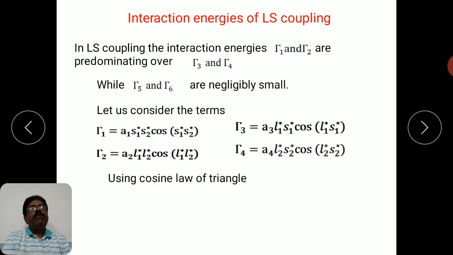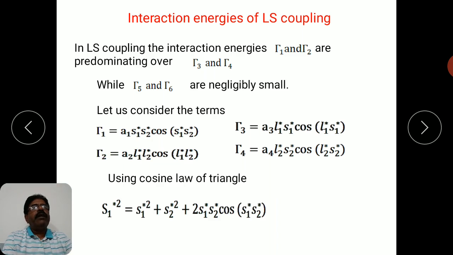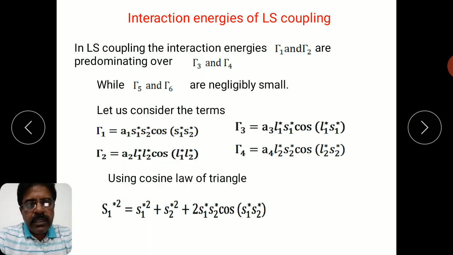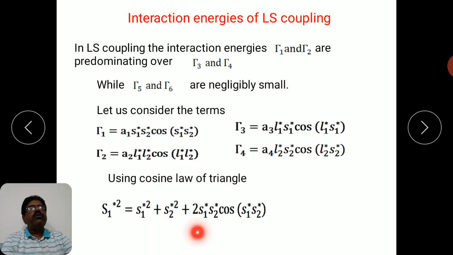Okay, so let us apply the cosine law of triangle for these particular vectors. This kind of derivation we already studied in the first chapter, so I shall not be repeating all the details here. You can refer to that derivation which we discussed in the earlier chapter, that is the one valence electron system. So according to the cosine law here, S star square will be equal to S1 star square plus S2 star square plus 2 S1 star S2 star cos of S1 star S2 star.